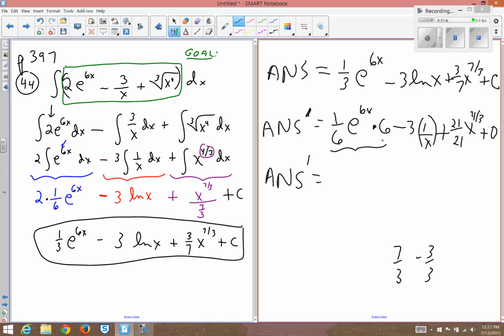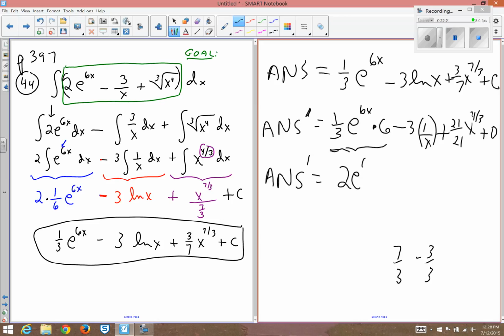Notice here we have 1/6 times 6. Okay, that's a mistake. I'm making a mistake in the check because that 1/3 should get brought down. I don't know how it turned into a 6. So when finding the derivative, the 1/3 we just bring down. The derivative of e to the 6x is e to the 6x times 6. So now, see how we have 1/3 times 6? 1/3 times 6 is 2.